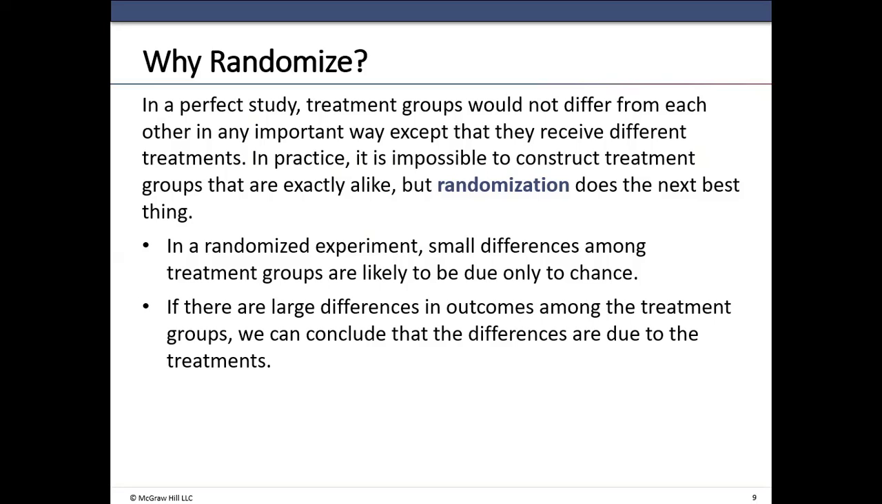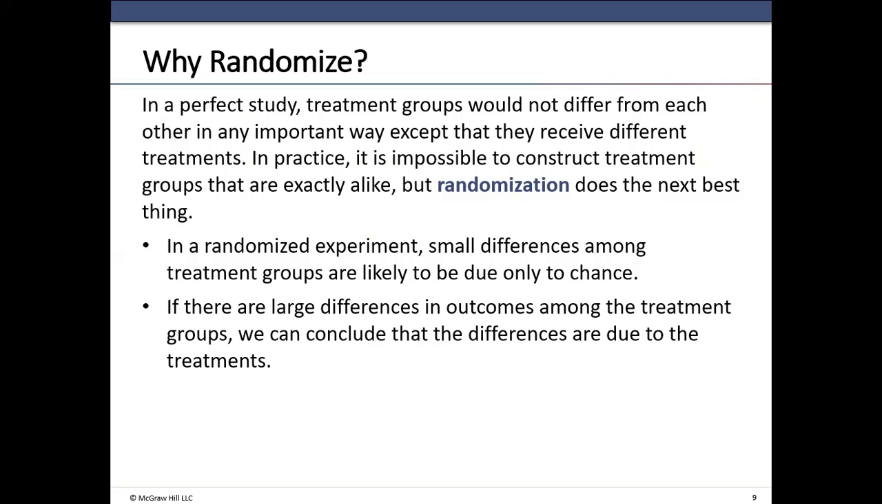In practice, it is impossible to construct treatment groups that are exactly alike. But randomization does the next best thing. Randomization in this case means you randomly select people and put them in the two groups. For example, in the previous example, one group got the current method of teaching, the other group got the new method of teaching. But people were randomly selected into those two different groups.